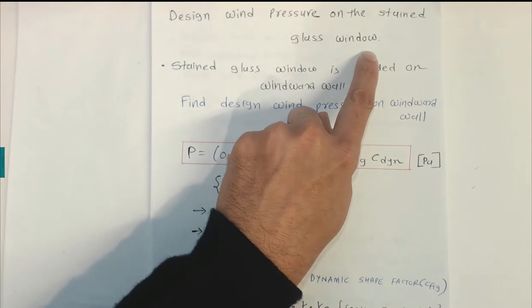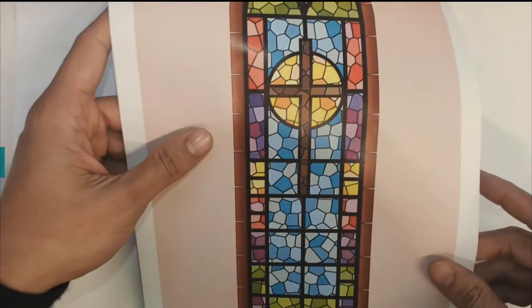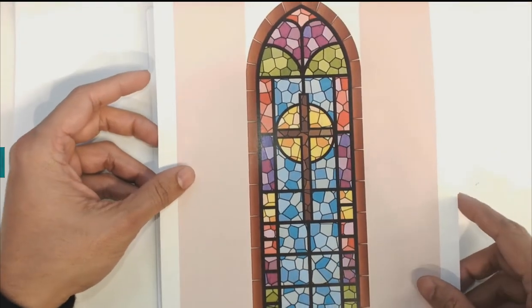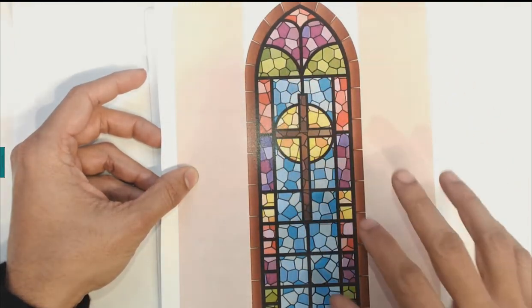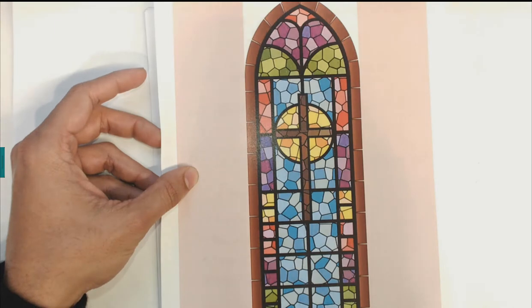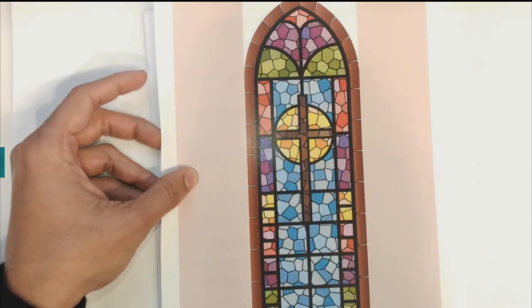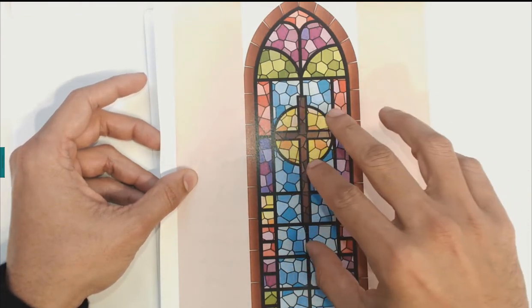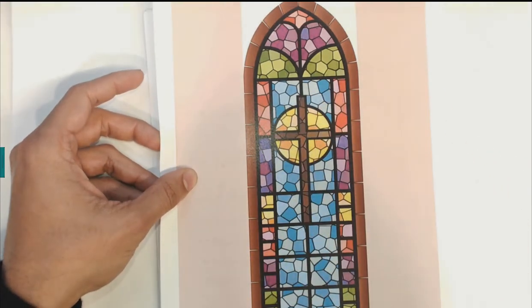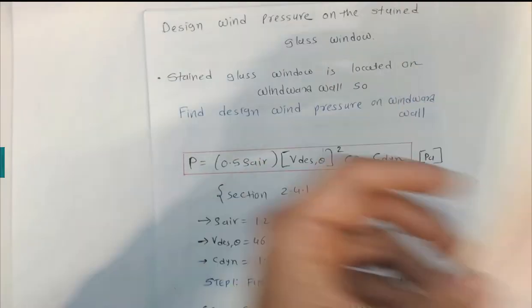You will find stained glass windows on typical church buildings, where you have colored stains on the glass. That's what typical stained glass windows look like. We have a rectangular window, but this is just demonstrating the stained glass window.